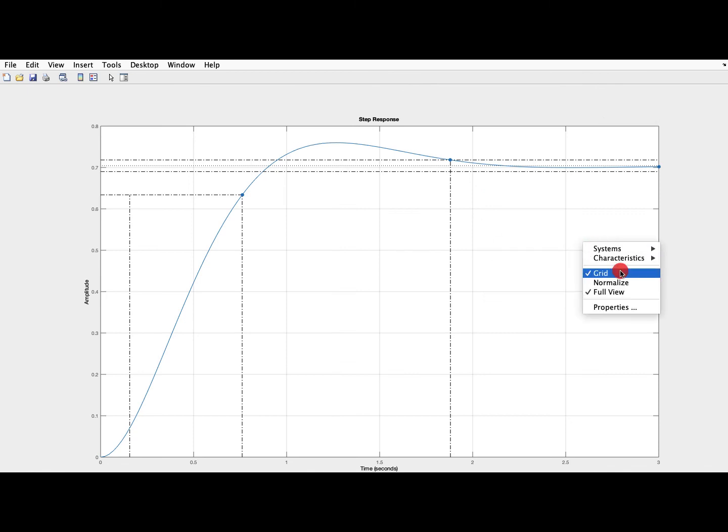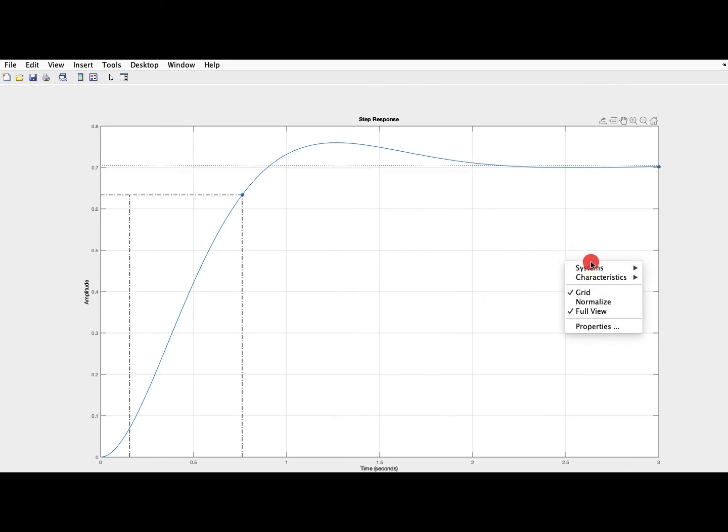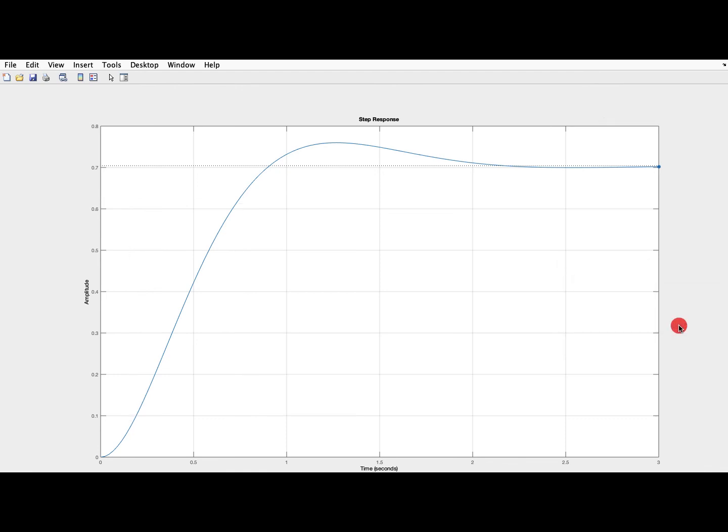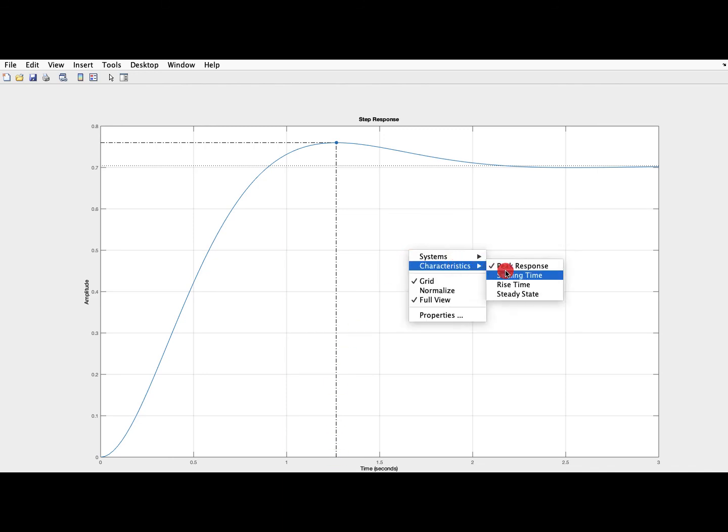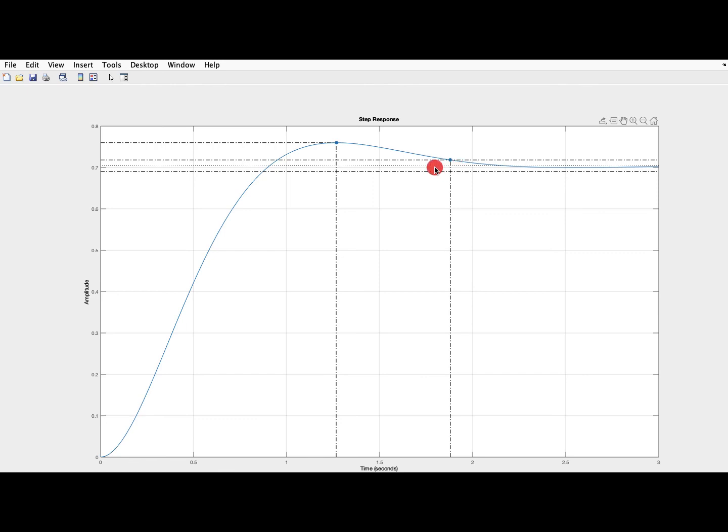Let me first of all clear all of these things. So what is this one? This is the step response, and if you want to look at the peak response, select this one with a right click, and it will mark a point at the peak. The peak amplitude is 0.76, and it occurs at the 1.27 time, which is the peak time. And if you want to look at the settling time, you can mark it like that.